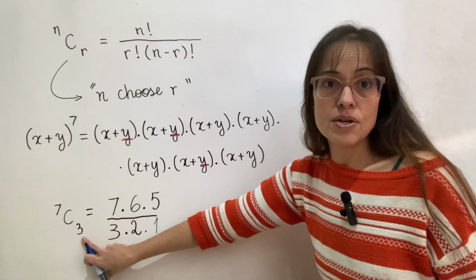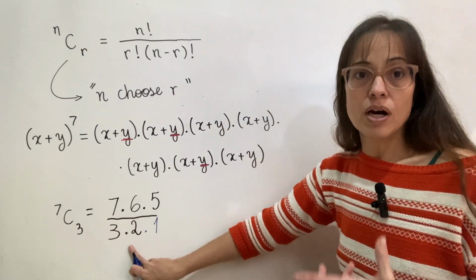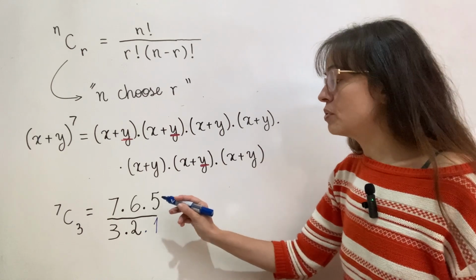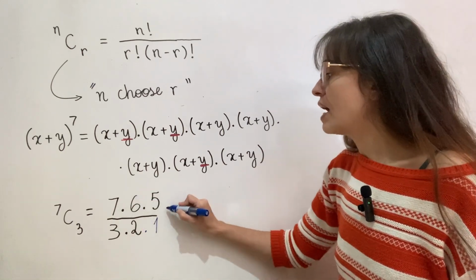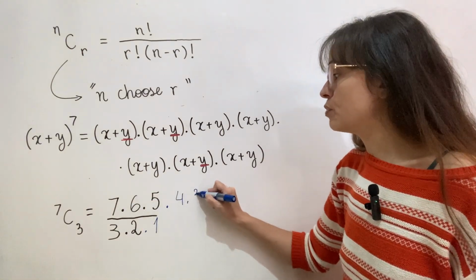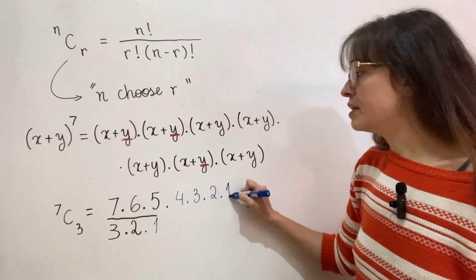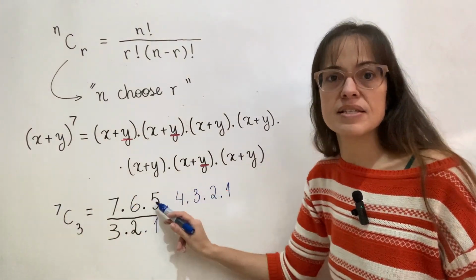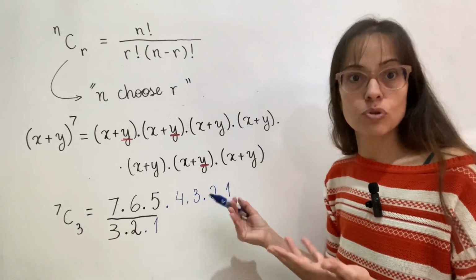If you have an r here, then you're just going to write r factorial. And I want the same thing for the top. I don't want to write 7, 6, 5. I actually want to put the 4, 3, 2, 1 here to make it into a 7 factorial, so that whatever n is there, I can say n factorial without knowing what n is.